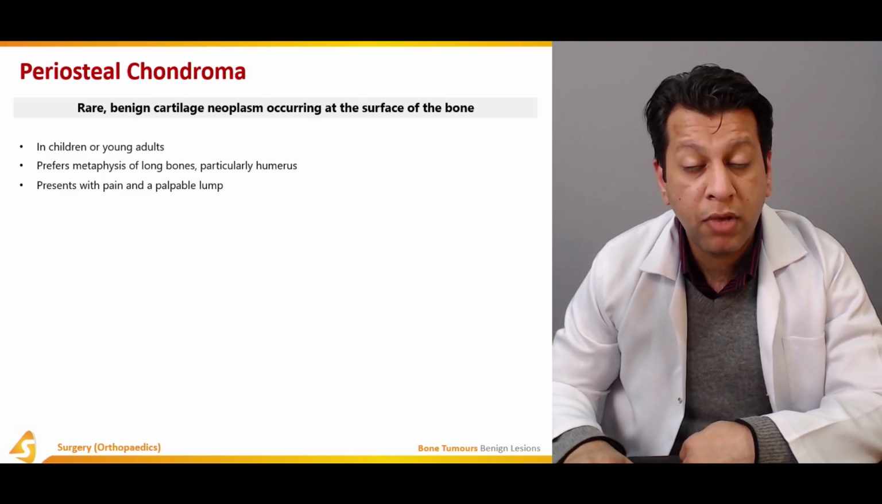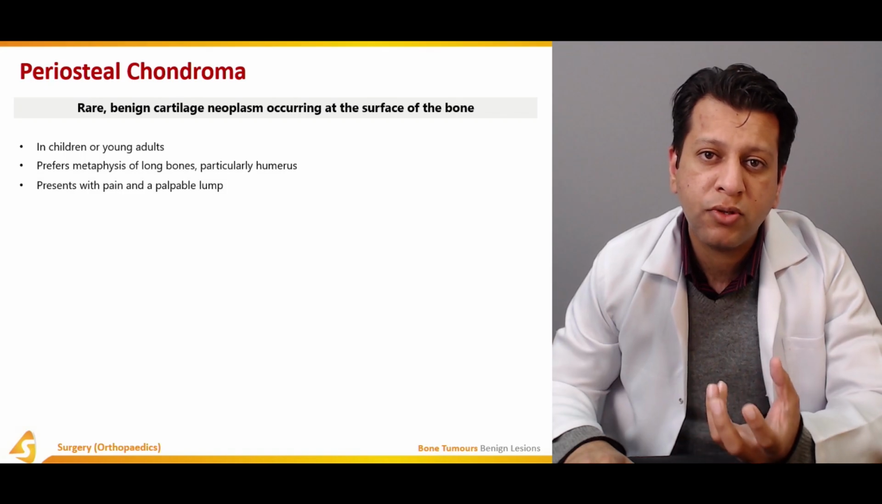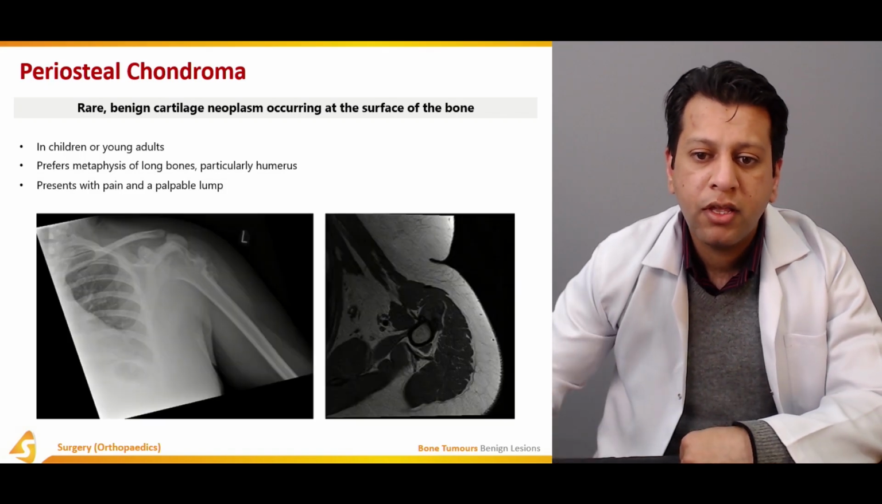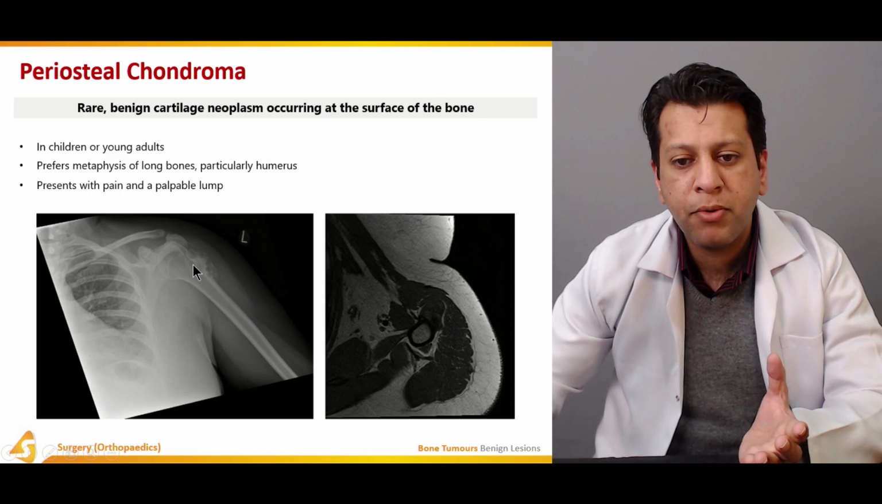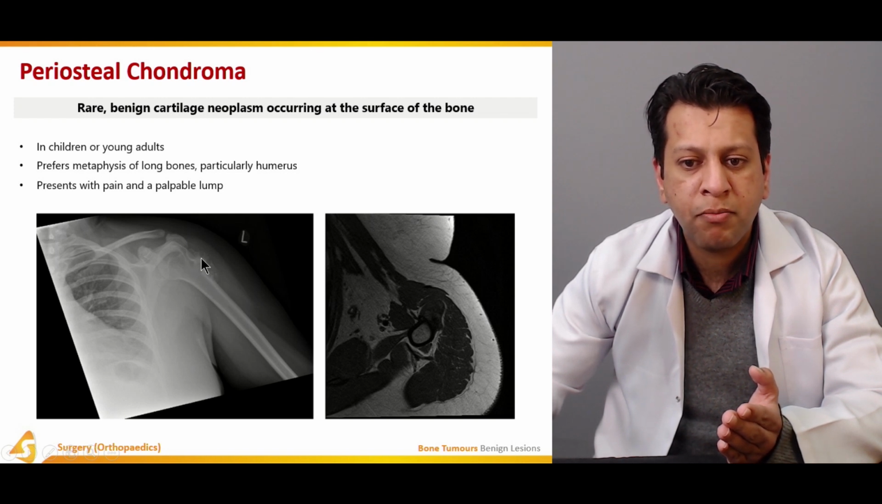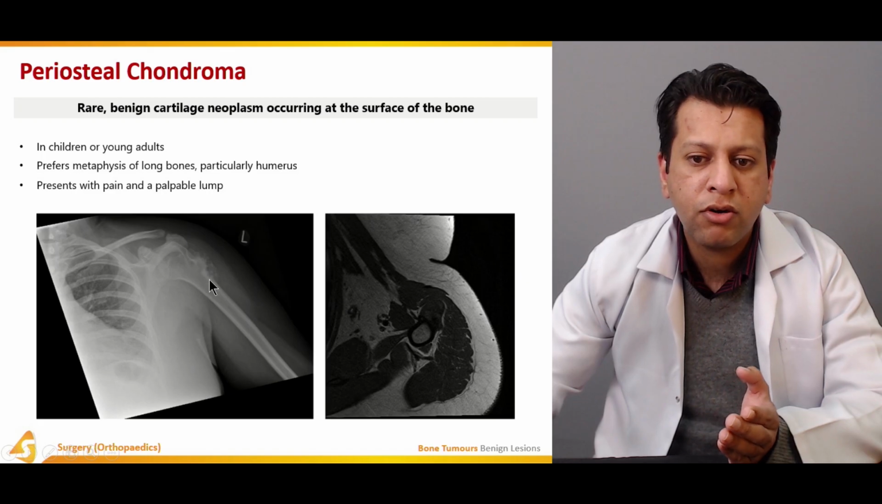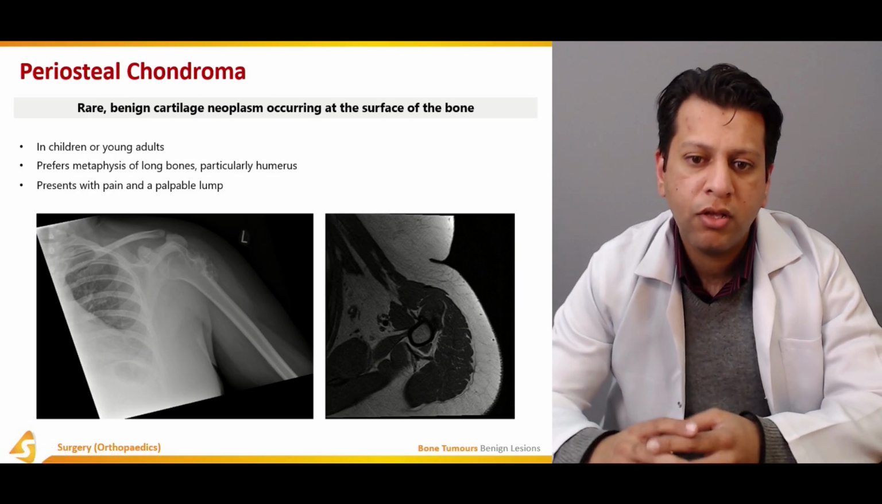It presents with pain and a palpable lump, and as it has a cartilaginous cap, it usually presents as a firm, hard mass. If you see it over here, this again is the classical metaphyseal area. But in the case of osteochondroma, it was protruding out of the bone with no association with the cortex, whereas this is kind of juxtacortical. It appears as if it is abutting the cortex. It's not actually going away from the cortex.